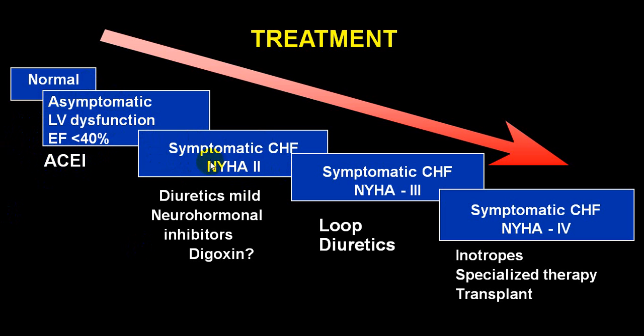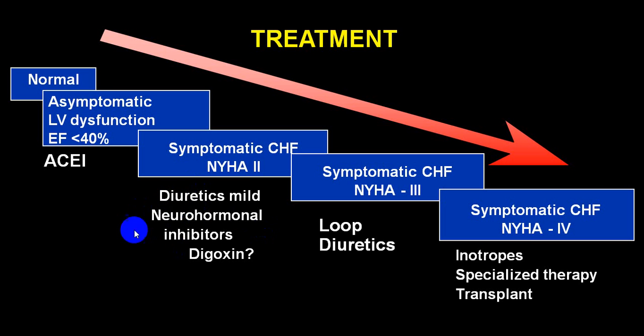In stage 2, NYHA stage 2, symptomatic, along with ACE inhibitor, add diuretic. Or you can add even digoxin, but digoxin is not commonly utilized now. If he is further symptomatic and has gone to stage 3, now you can add diuretics. By and large, ACE inhibitor and diuretics, particularly loop diuretics, become very, very important.